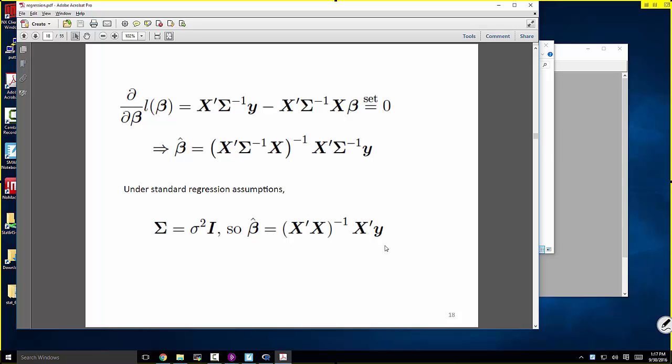Under classical assumptions of the linear model, constant variance and normally distributed data, the maximum likelihood estimator of beta is (X transpose X) inverse, X transpose y.